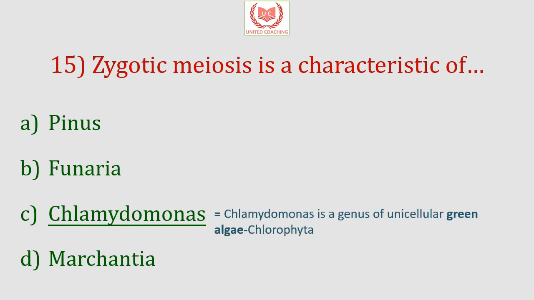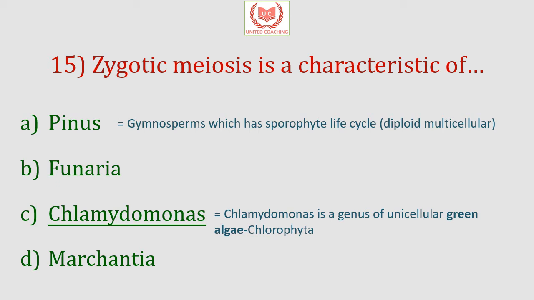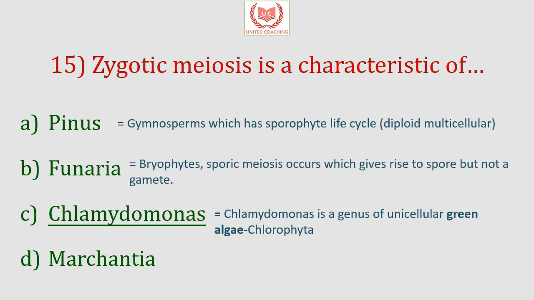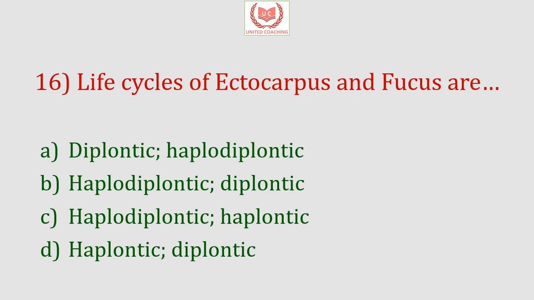So zygotic meiosis is a characteristic of green algae. So Chlamydomonas is a genus of unicellular green algae, that is Chlorophyta. Pinus is a gymnosperm which has a sporophytic life cycle, that is diploid multicellular. Funaria is a bryophyte in which sporic meiosis occurs, which gives rise to spore but not a gamete. And Mertensia is a bryophyte and shows alternation of generation. So answer is Chlamydomonas.